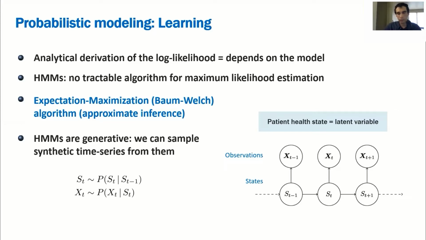Now, HMMs are not classically used to generate synthetic data. They are just used to understand how a physical process evolves over time, but it's a generative model. We can use it to generate synthetic data.